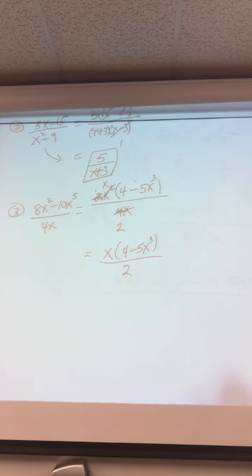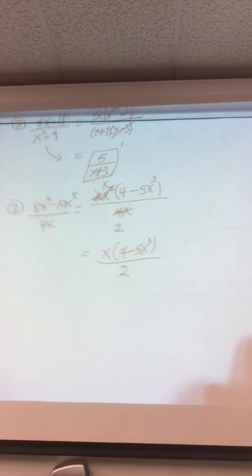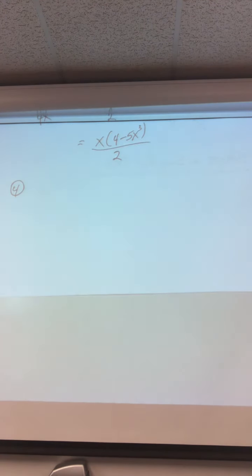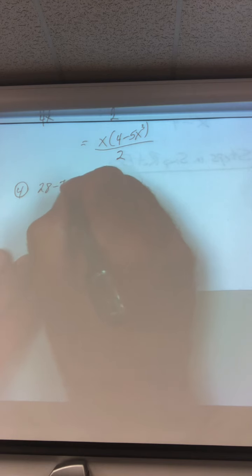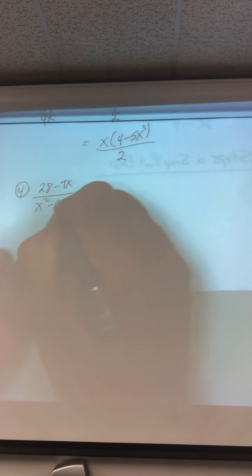And no, it does not serve any purpose to multiply that out. We're just factoring it so that we can cancel the common factors. Okay? Let's do another one. 28 minus 7x over x squared minus 16.